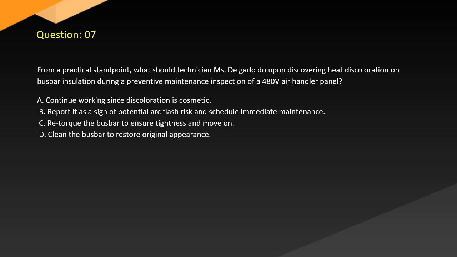Question 7. From a practical standpoint, what should technician Delgado do upon discovering heat discoloration on busbar insulation during a preventive maintenance inspection of a 480 volt air handler panel? A. Continue working since discoloration is cosmetic. B. Report it as a sign of potential arc flash risk and schedule immediate maintenance. C. Retorque the busbar to ensure tightness and move on. D. Clean the busbar to restore original appearance.